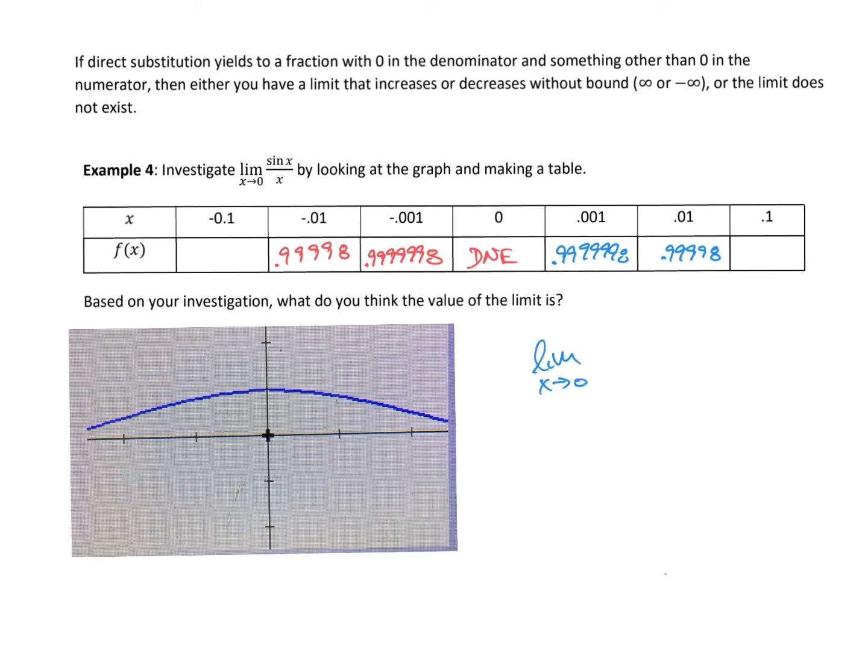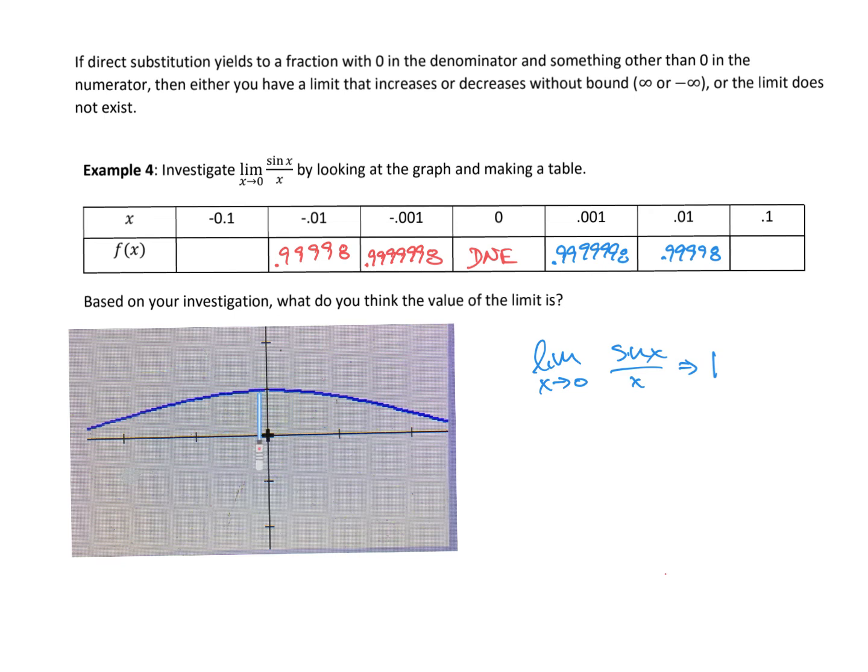Limit as x approaches 0 of sine x over x is what? What is it going to? It's going to 1. Now, will it ever reach 1? No. But it approaches from both sides. Where should the bridge be? It should be in the middle there, right? It should be going to 1.